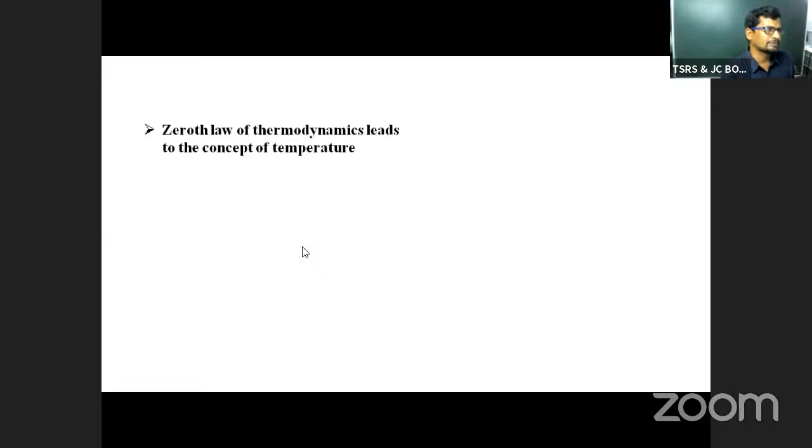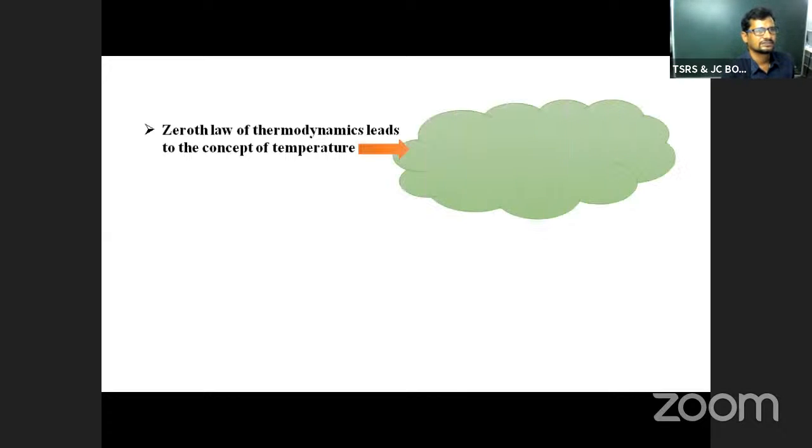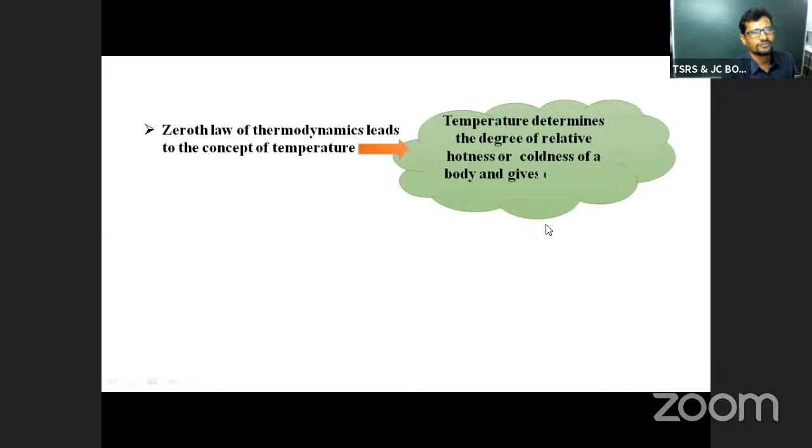The zeroth law of thermodynamics leads to the concept of temperature. Temperature means the degree of hotness or coldness. The degree of hotness or coldness, or the degree of heat, is known as temperature.